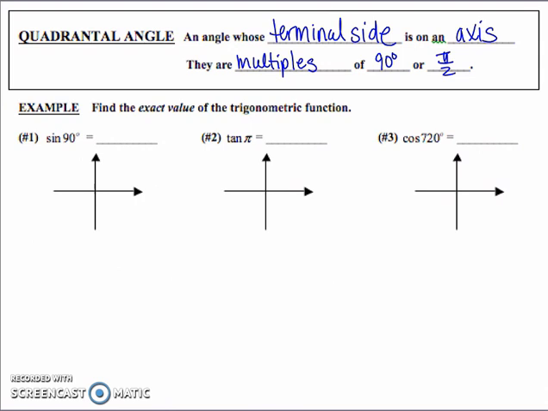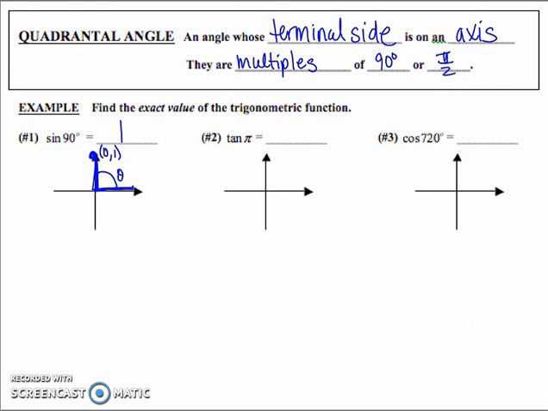So if you look at our first example here, it says to find the exact value of the trigonometric function. Well, we know that 90 degrees would be this right here, right? Here's our 90-degree angle in the coordinate plane. And if we want to find the sine of 90 degrees, think about what that ordered pair here is at the top of the circle. That's the ordered pair 0, 1. And we know that the sine is the y value of the angle. So the sine of 90 degrees is 1.